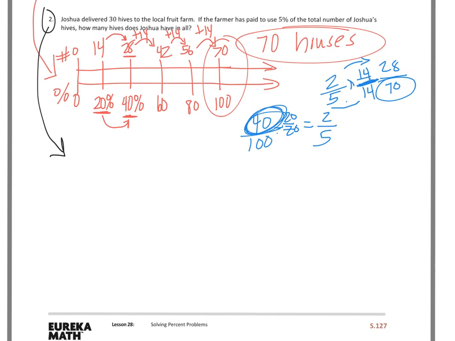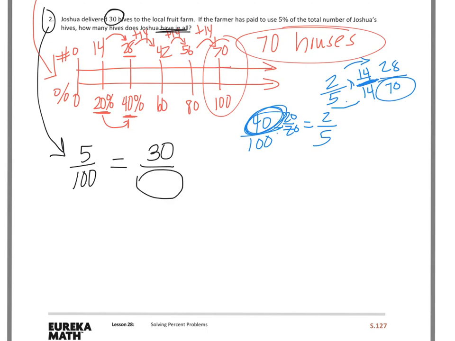Number 2 says, Joshua delivered 30 hives to the local fruit farm. If the farmer has paid to use 5% of the total number of Joshua's hives, how many hives does Joshua have in all? So this is telling me 5%, which is 5 out of 100, equals the number of hives that the farmer has paid for. So that's the part. 30 represents 5% because we want to know how many in all. So we want to know the whole amount here.